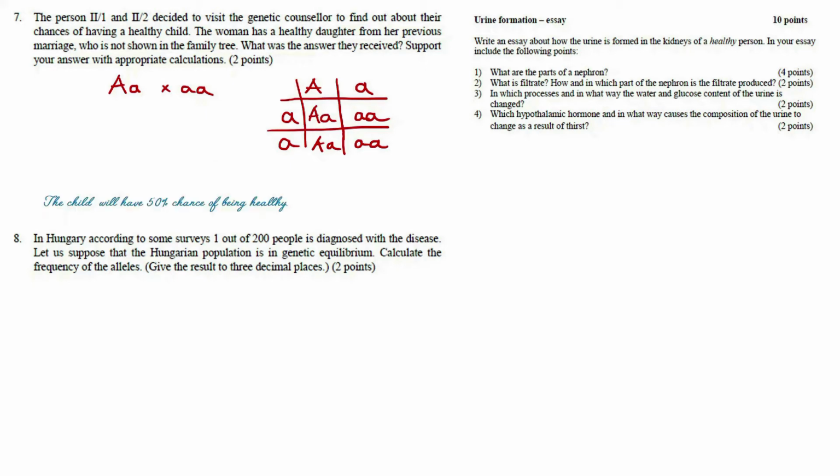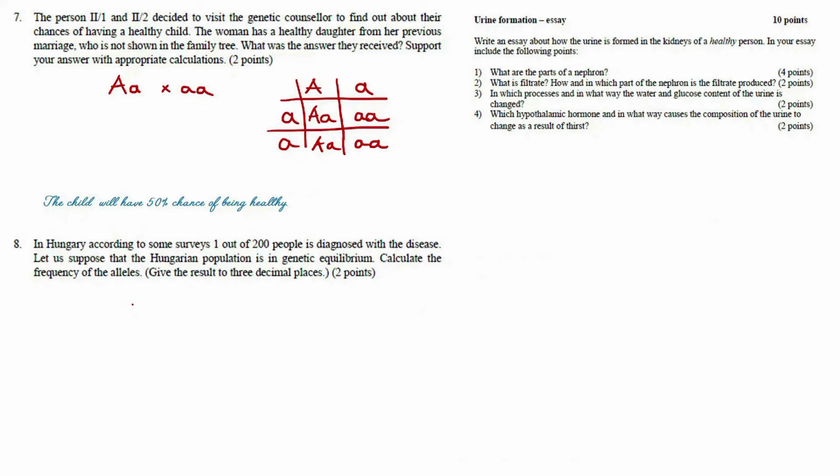Okay. In Hungary, according to some surveys, 1 out of 200 people is diagnosed with the disease. Let us suppose that the Hungarian population is in genetic equilibrium. Calculate the frequency of the alleles. Give the results to 3 decimal places. So finally, a nice Hardy-Weinberg equation exercise. Don't forget what we discussed.